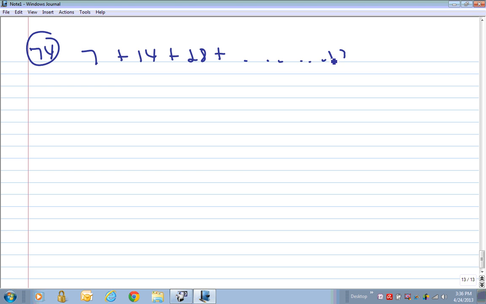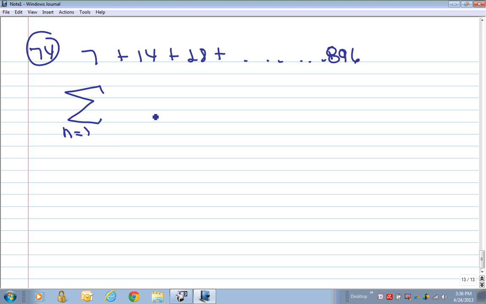And then plus, or we already have the plus, so 896. So this is our sequence, but notice we're adding things together, so we want a sum. We're going to write a sum, and we're going to use summation notation, which is the funny little E or sigma. And our index, we're going to start at 1, so we're going to say n is equal to 1.